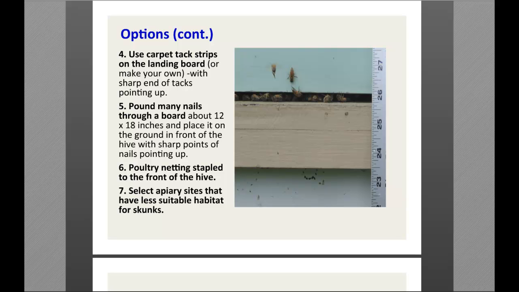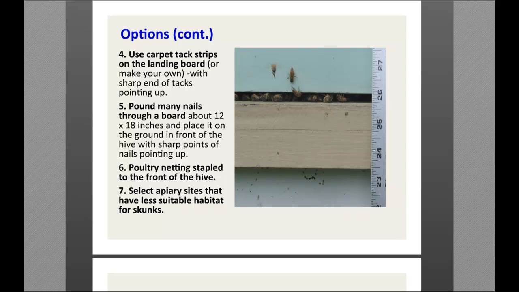And then using carpet tacks on the landing board. If you take these strips, some of you probably know the strip that's used around the edge of your room where they attach the carpet to, and that's to tighten it and keep it tight. Well, if you take that strip with the points pointing upward and just tack it to the entrance, that can perhaps discourage the skunk from pawing away at the entrance.